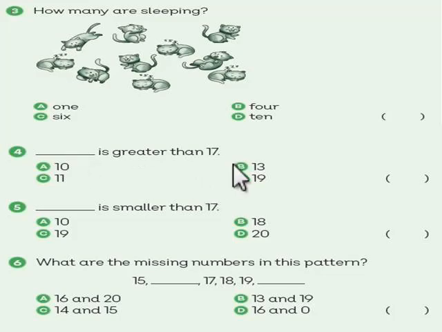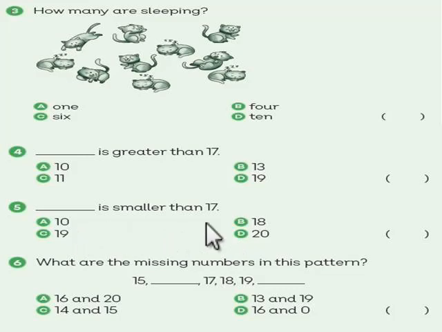Number 5. What number is smaller than 17? Smaller than 17. A 10, B 18, C 19, or D 20? Smaller than 17. A, B, C, or D? Write your answer in the bracket.